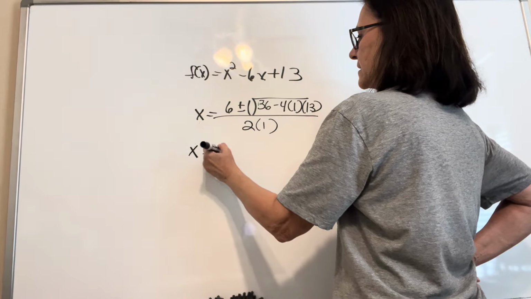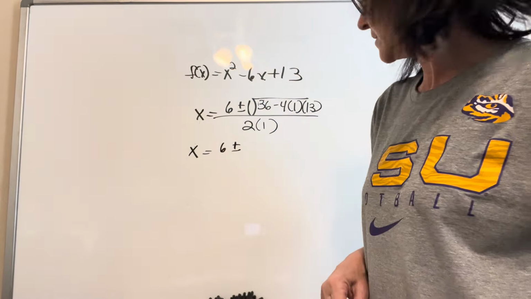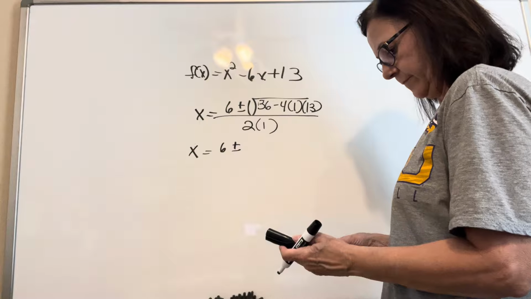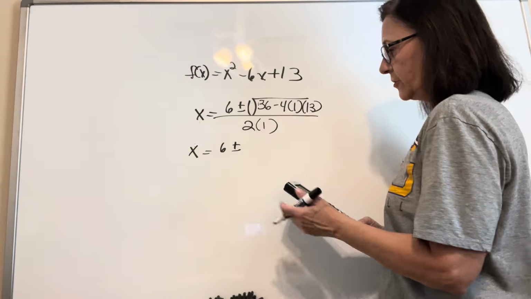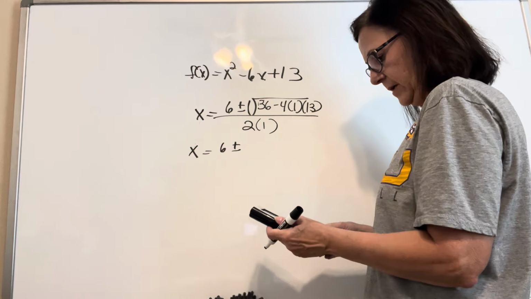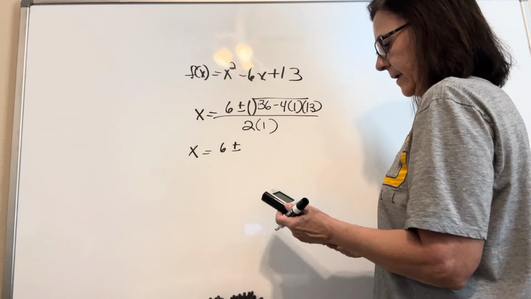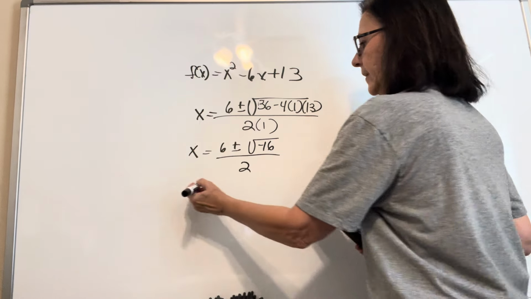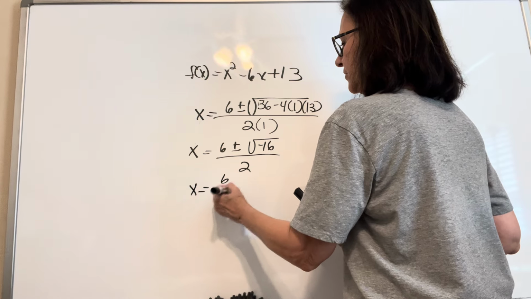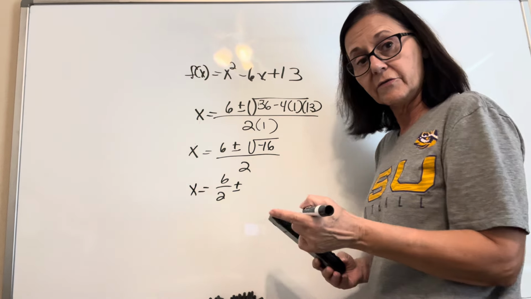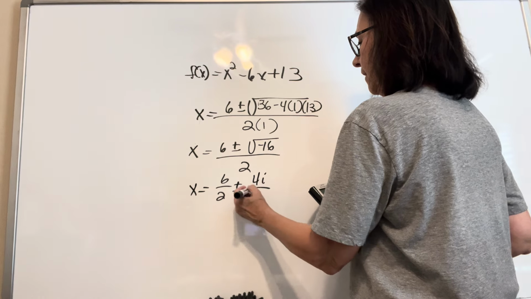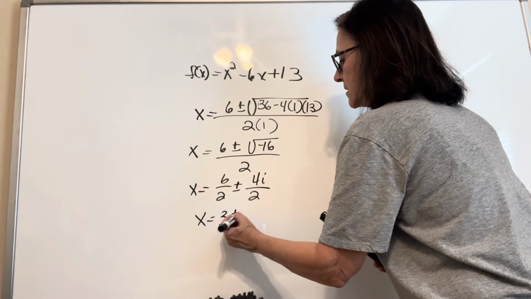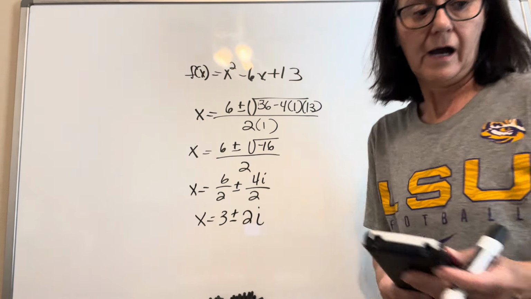So x is 6 plus or minus the square root of 36 minus 4 times 13. I'm pretty sure this is going to give us an imaginary number. It's 36 minus 52. So 36 minus 52 under the radical. That's the square root of -16 over 2. x equals 6 over 2 plus or minus square root of 16 over 2 is 4i over 2, and that can be further simplified. So x is 3 plus or minus 2i.